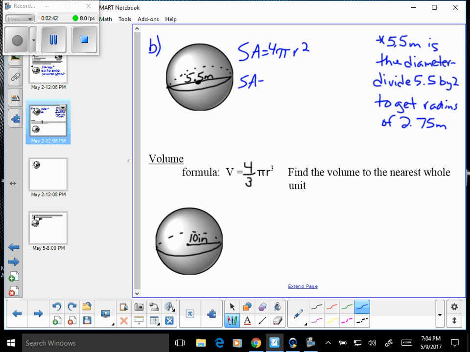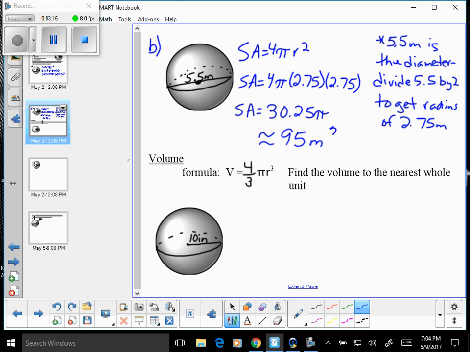Surface area is going to equal 4 times pi, and here we're going to put in 2.75 times 2.75. Now, yes, this one is a calculator problem. I would start with the 2.75 times 2.75, or use my x squared key, and then times 4. That will give you 30.25 pi. And I'm out of room here, so I'm going to go underneath. Then I would take 30.25 times pi, round off to the nearest whole number. You're going to get 95 meters squared.